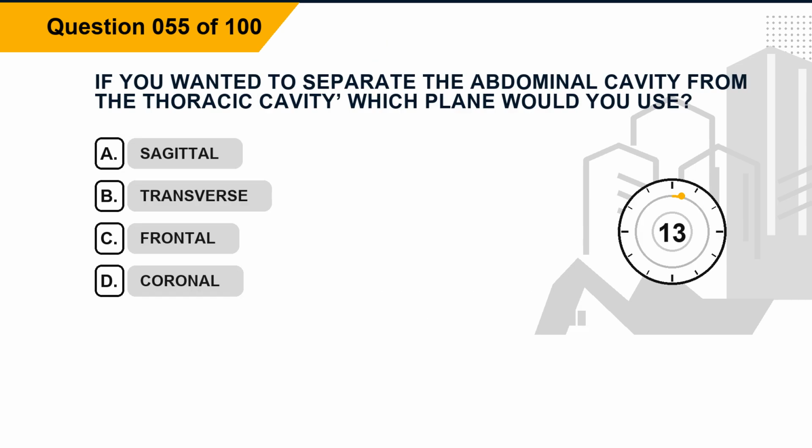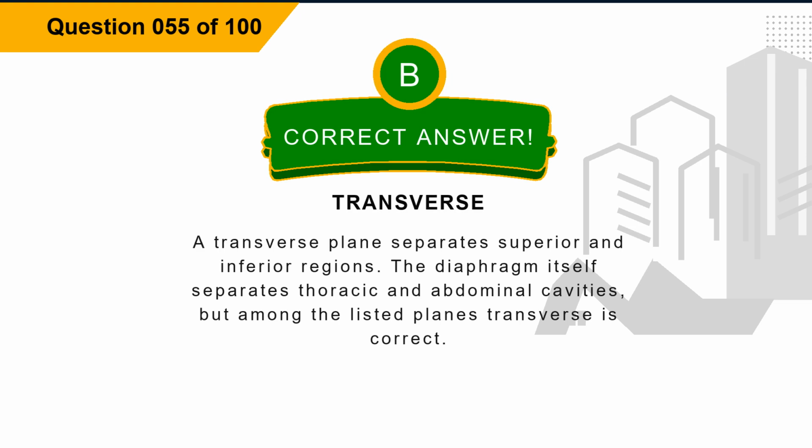Question 55. If you wanted to separate the abdominal cavity from the thoracic cavity, which plane would you use? Option A, sagittal. Option B, transverse. Option C, frontal. Option D, coronal. The correct answer is option B, transverse. Explanation. A transverse plane separates superior and inferior regions. The diaphragm itself separates thoracic and abdominal cavities, but among the listed planes transverse is correct.